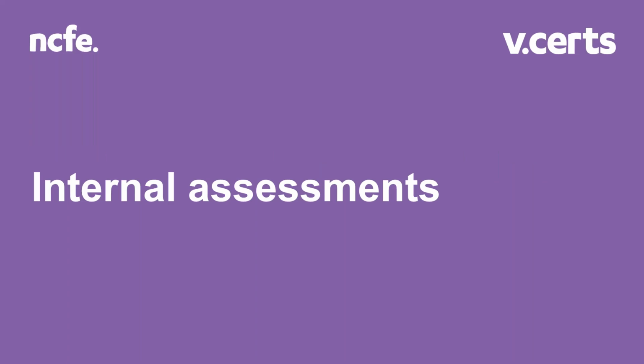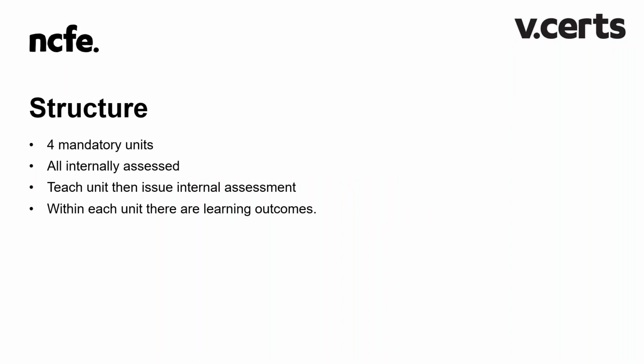Now I'll go through the internal assessments. As already explained, there are 4 units for each qualification that need to be completed, and each of those units are internally assessed. Probably the easiest and most efficient method is to teach the unit content first, then issue the coursework for that unit, which should be undertaken independently by the learner. Then repeat this with the next unit and so on, rather than teaching everything and then issuing all the coursework at the same time.